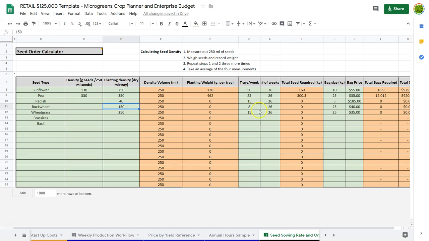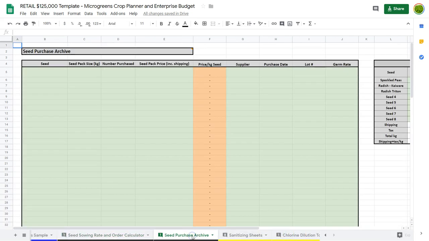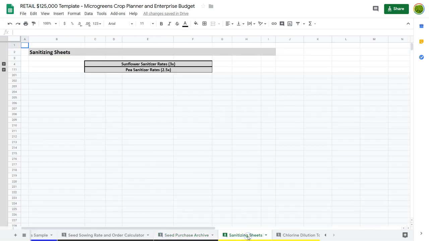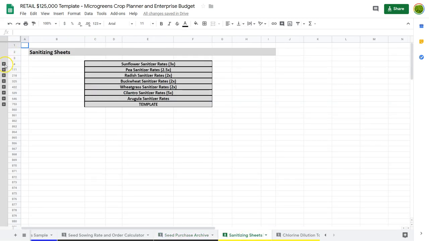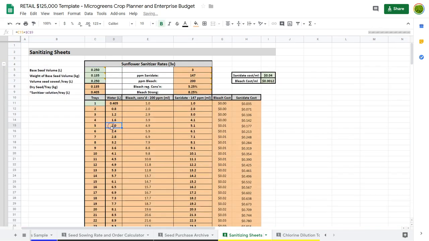This is just a calculator to help you if you want to buy seed and you want to know how much seed you need for the year, you can calculate that here. And then when you do make a purchase, you can archive them here so you can just keep track. So you can do most of your recording of most of your operational stuff here. And record keeping is crucial when you're going on an annual basis and wanting to know what was happening last year at this time. This last one here is a list of sanitizer rates for different crops.